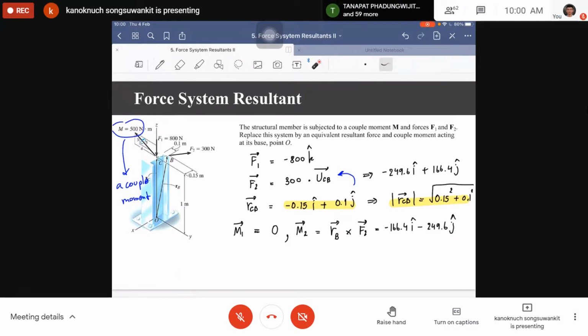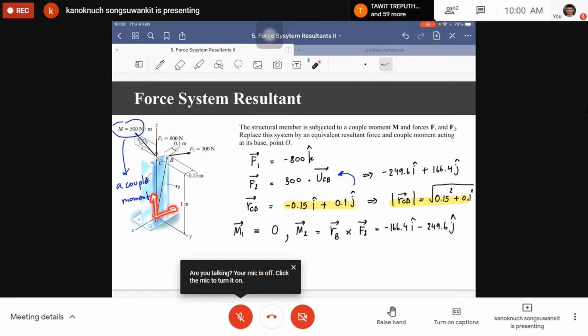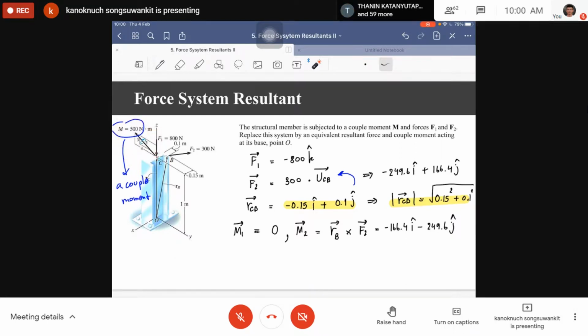Okay, we already moved the force F1 and F2 to point O. Now this couple moment, because the question said that the moment M is already a couple moment, so we can move this moment directly from this point to this point. And next, let's change this magnitude form into a vector form. The angle is given, so you can just resolve this couple moment M into each axis.